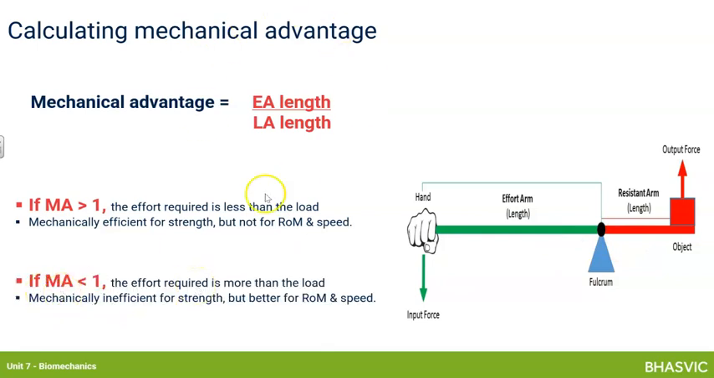Conversely, if the number at the end of this calculation is smaller than 1, then we have a system which is great for range and speed of movement, but the effort required, the force that's going to need to be generated, is proportionally quite large compared to the load. We need to generate a big force to move that load. So above 1, mechanical advantage; below 1, we would deem there to be mechanical disadvantage.